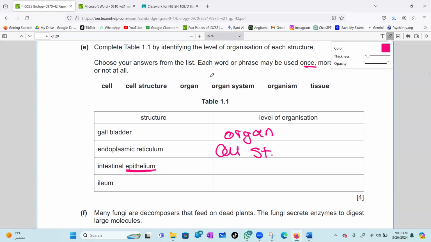The epithelium. What is the epithelium? Is it tissue? It's a tissue. In case you forgot, the tissues of an animal, we took it in the first lesson, classification or organization of the organism. The tissues of an animal are, if you remember, connective tissue, muscular tissue, epithelial tissue, and nervous tissue. Now the ileum, which is part of the digestive system. Organ. It's an organ. Okay. Now this is an easy question.